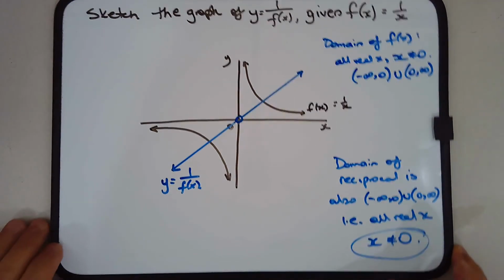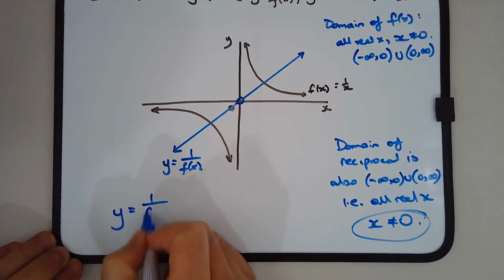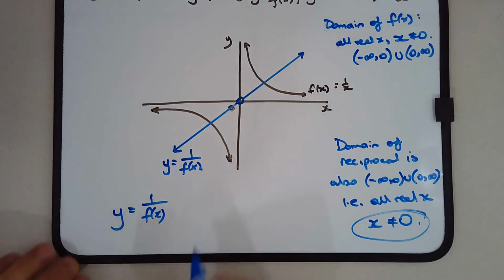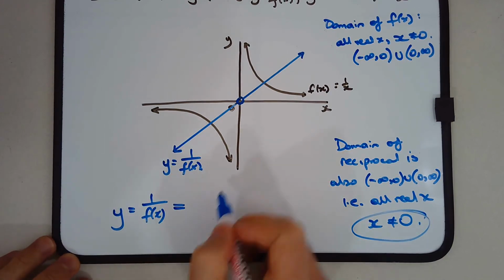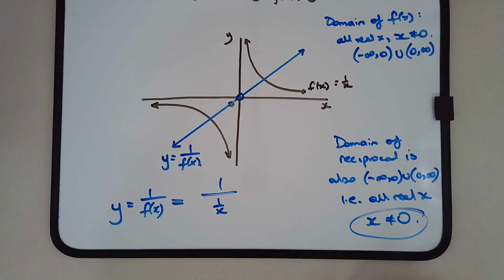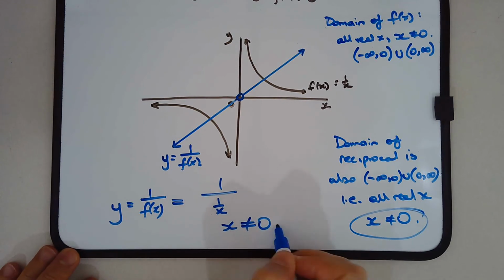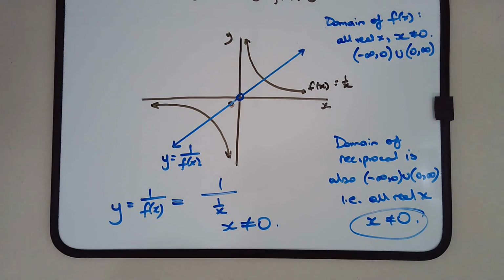Another way to look at it is like this, that y is equal to 1 on f of x, which is in fact equal to 1 over 1 on x. And leaving it in that form, we can see clearly here that x still cannot equal 0, because 1 on 0 is undefined. So at this point, we can say we cannot include x equals 0 in the reciprocal.